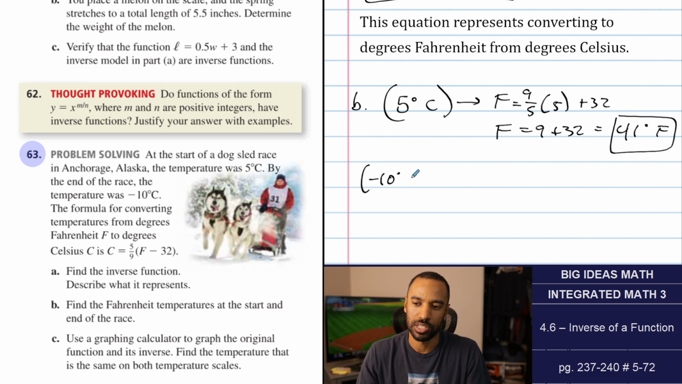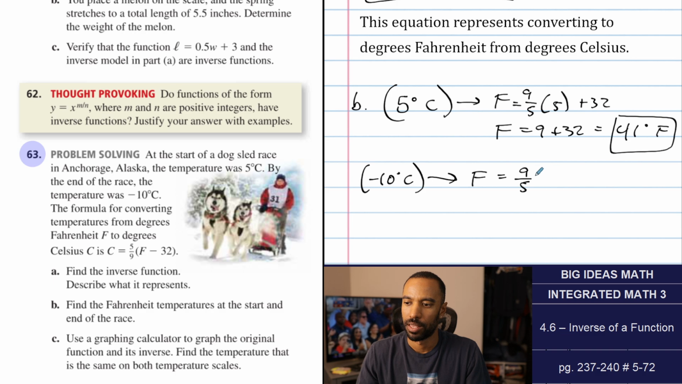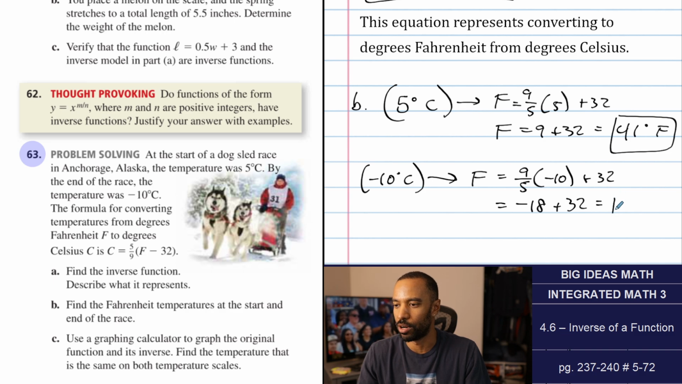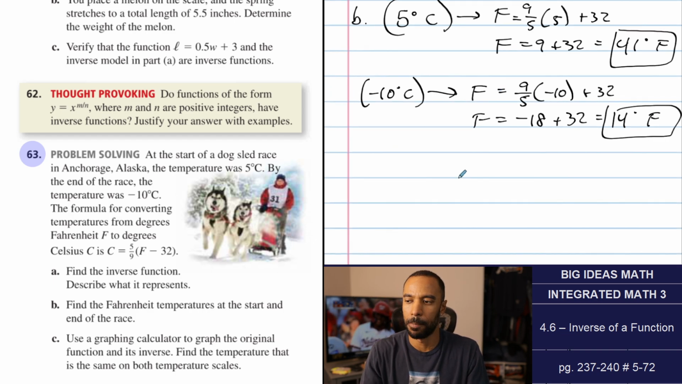Negative 10 degrees Celsius. It's not just 15 degrees cooler. It's a different conversion. So this is 9/5 times negative 10 plus 32. Negative 10 over 5 is negative 2 times 9 is negative 18. Negative 18 plus 32 is 14 degrees Fahrenheit. And those are the two answers there.